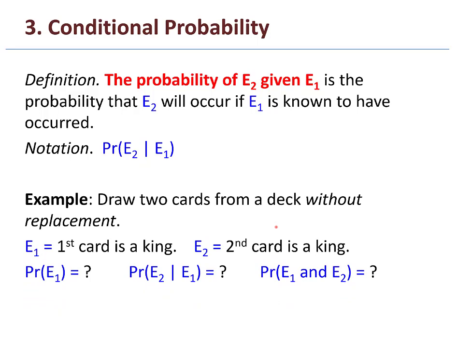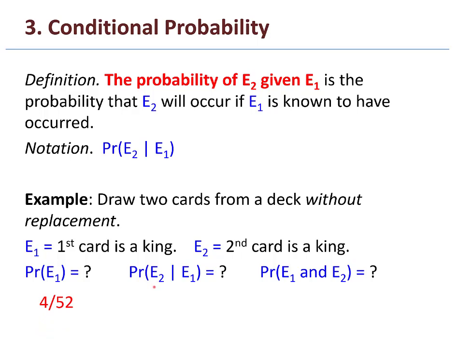Here's an example. Draw 2 cards from a deck without replacement, so maybe you draw 1 card, place it on the table, and then draw a second card. Event 1, the first card is a king. Event 2, the second card is a king. So what's the probability of event 1? You just draw 1 card. What's the probability that it's a king? Well, that's 4 out of 52. There are 4 kings in the deck.